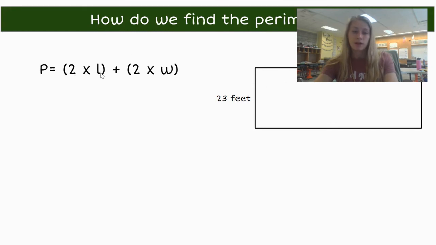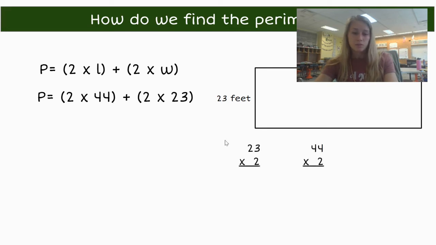2 times our length, which is 44, plus 2 times our width, which is 23. Now let's solve for the parentheses. Those are the little marks on either side of the numbers. We're going to have to go back and do some multiplication. So 2 times 23 will give me 46, and 2 times 44 would be 88. So it'll look like this, 46 plus 48.